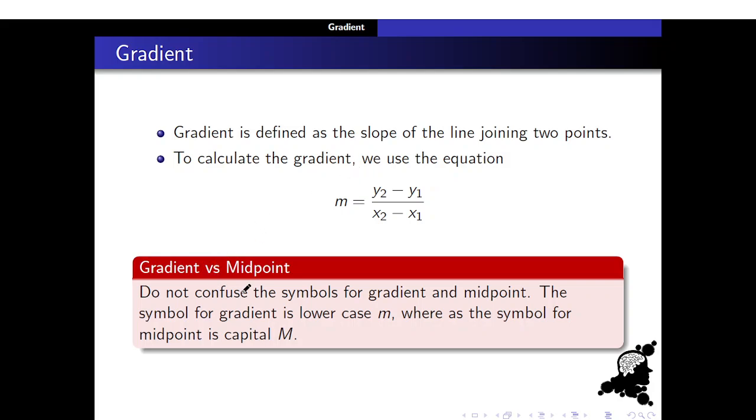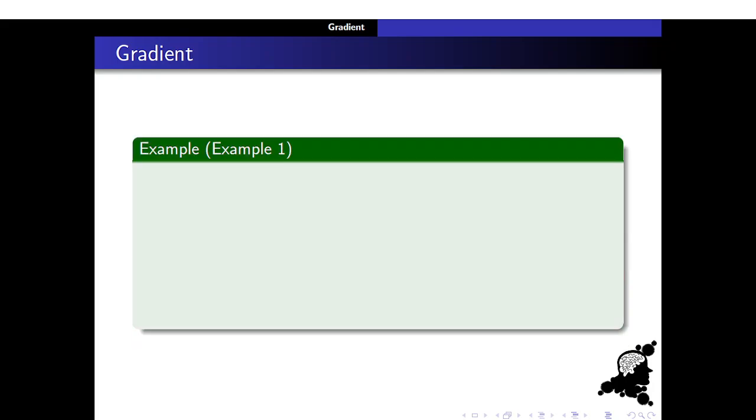Now, something to take note of is, when we were looking at the midpoint in the previous video, you would remember that we also used m. What is then the difference between m for midpoint and m for gradient? Notice that the m for midpoint is a lowercase, meaning it is a small letter m. And then the M for gradient is the capital M. Please take note of that and be aware of the differences between the two symbols.